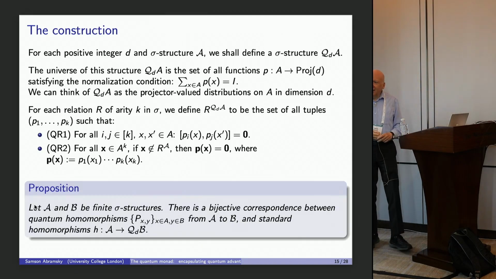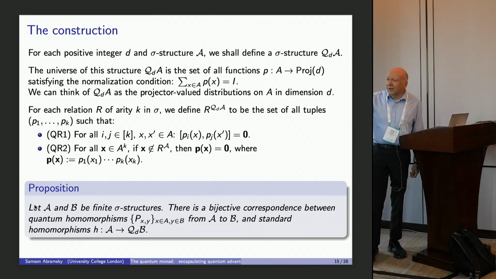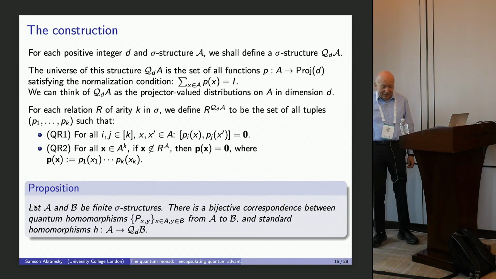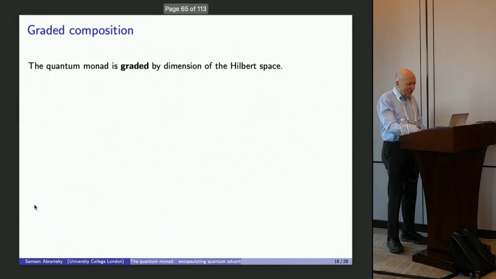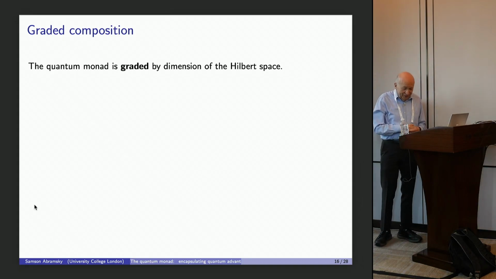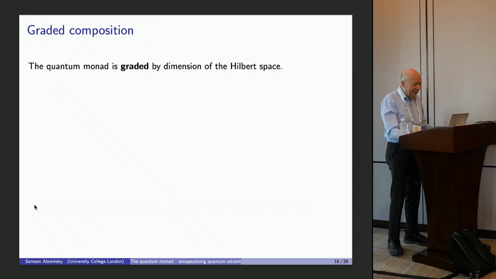And again, the basic thing that tells us what's going on is that for the quantum homomorphisms that we've already described, there's a bijective correspondence between those quantum homomorphisms and the standard, ordinary classical homomorphisms, but into this quantum monad on B. And again, to remember, this relates us to the non-local games, which we started off with, which is one of the fundamental ways of talking about quantum advantage.